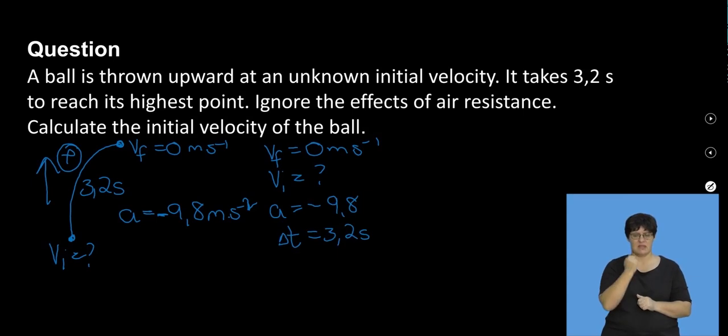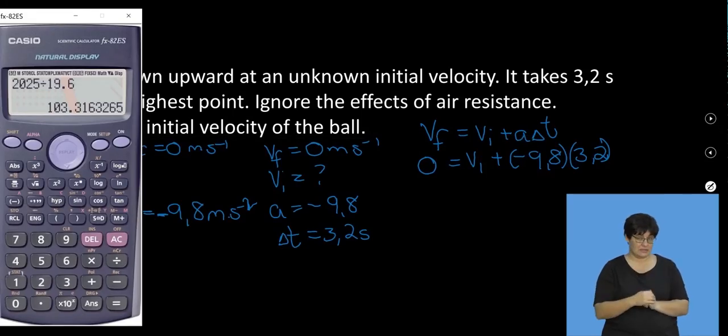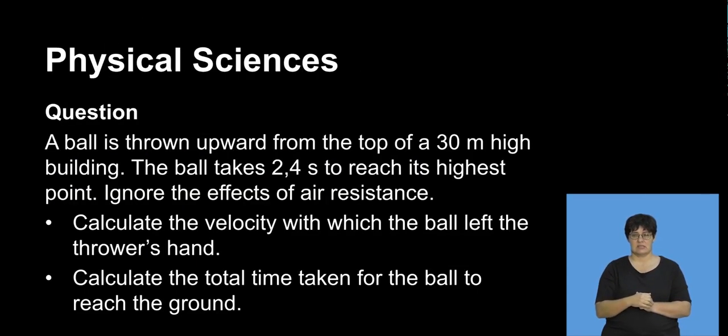This is nice. It's the first equation. It's the easiest one to use. So we know that VF equals VI plus A delta T. VF is 0. We want VI. That's minus 9,8 times 3,2. We definitely need to put our calculators in this one. So we've got 9,8 times 3,2, and that gives us 31,36.